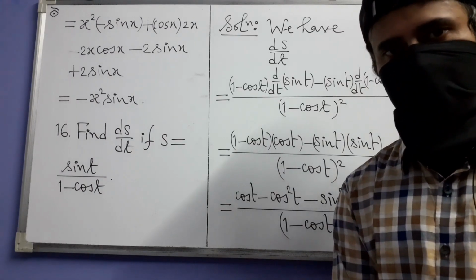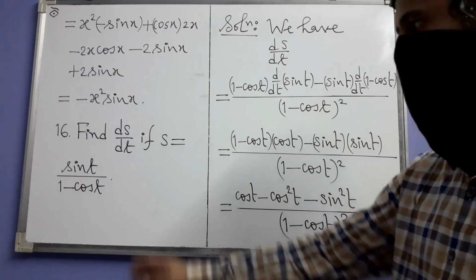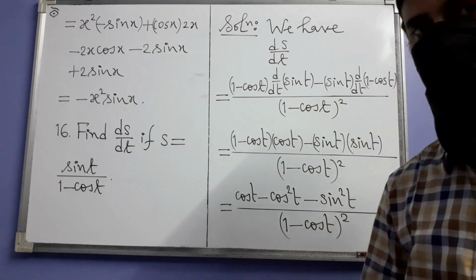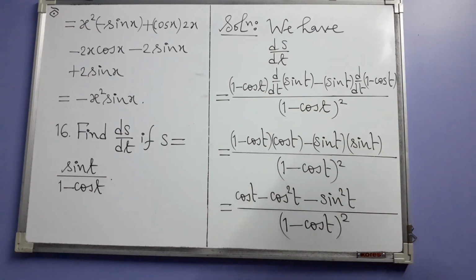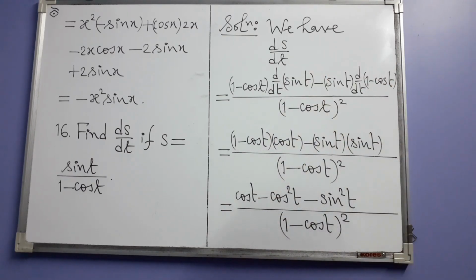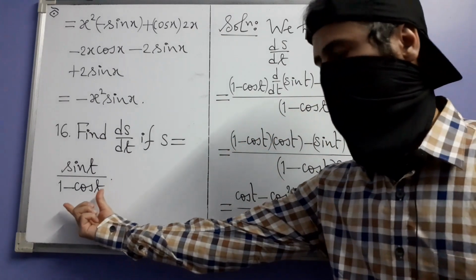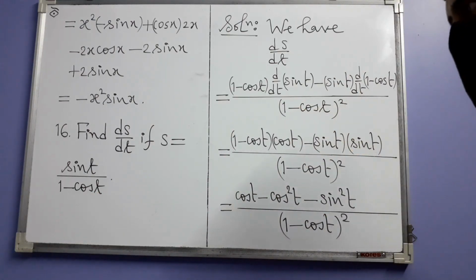So in the first solution, we are going to straight away start differentiation, and in the beginning itself we apply the quotient rule without thinking much about what the function is. So ds/dt equals, you know the quotient rule, you have to square the denominator, so that's why we have 1 minus cos t whole square.